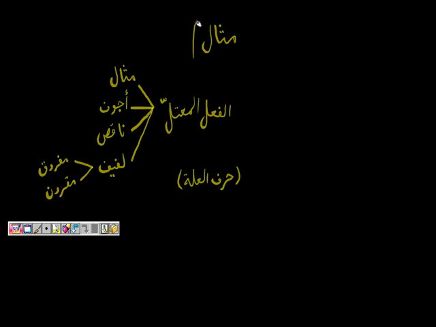So the first type that we're going to look at is mithal. Mithal was, once again, if the first letter is a weak letter. Now, if the first letter is a ya, then nothing will be out of the ordinary for the conjugation. So we'll take the verb ya'isa, for example. Does anybody know what ya'isa means? Ya'isa means to lose hope.